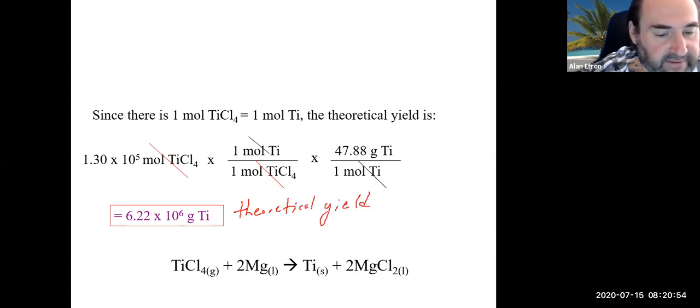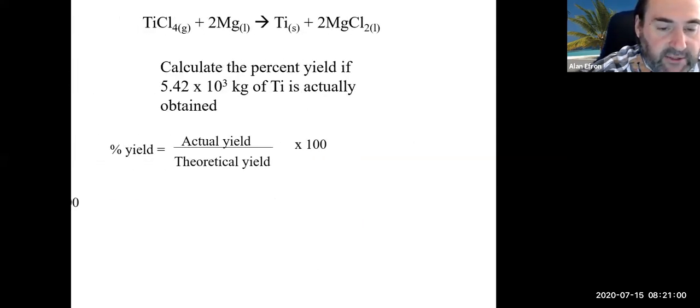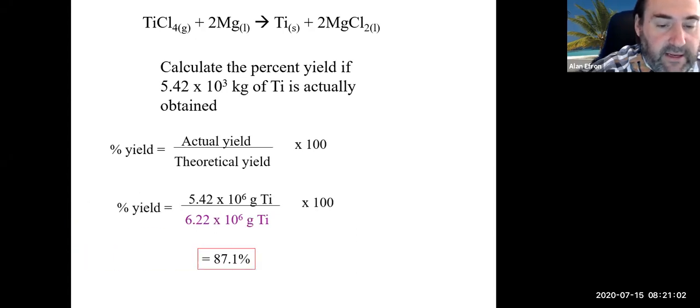And then we would obviously finish up the problem pretty much the same way, whichever way you choose. We would divide our actual by our theoretical, and we would get our percentage, which again is the same percentage as we got in the other method. So those really are three ways that are very commonly used to do limiting reagents.